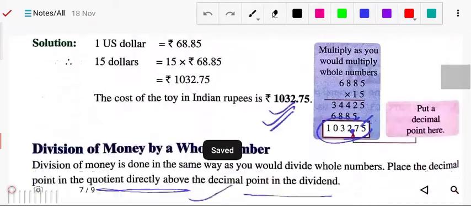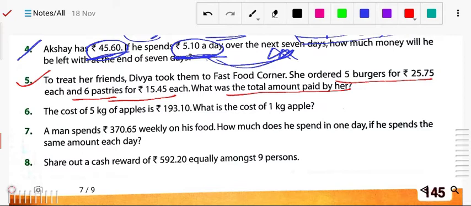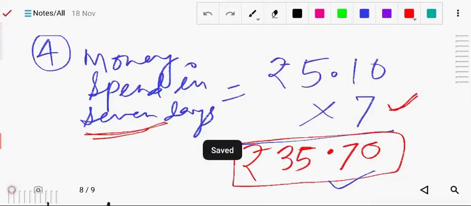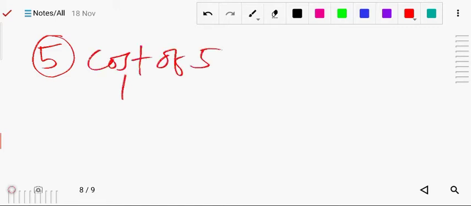Now next question you can see, number 5. To treat her friends, Divya took them to a fast food corner. She ordered 5 burgers for rupees 25.25 and 6 pastries for rupees 15.45. What was the total amount paid? So first of all we find the cost of 5 burgers, then 6 pastries, then we will add that. So let's solve question number 5. First we find the cost of 5 burgers.